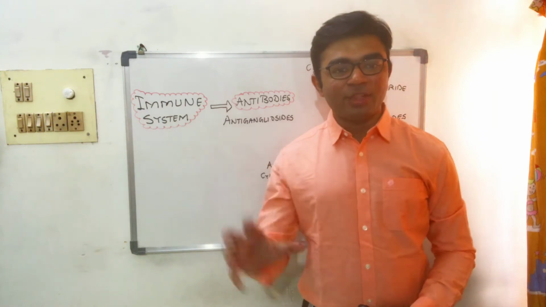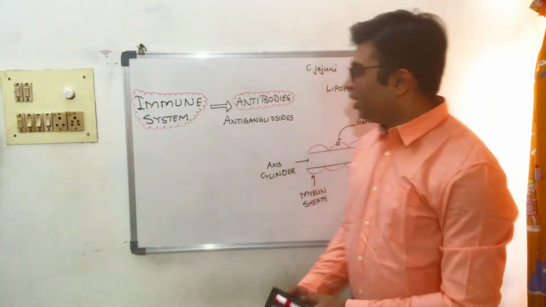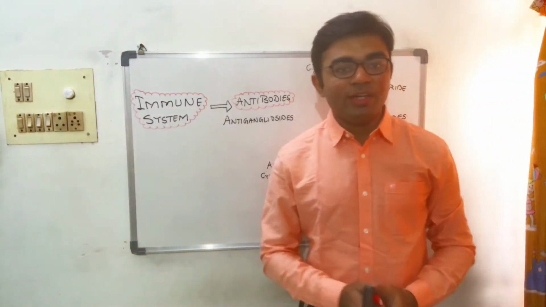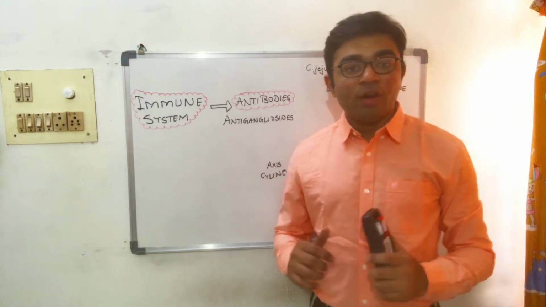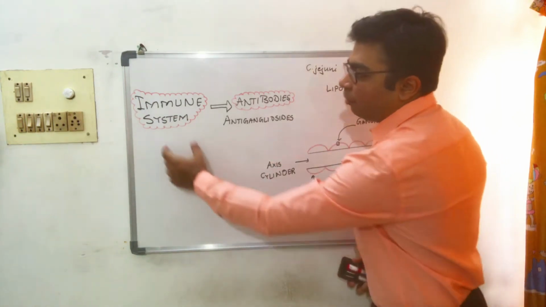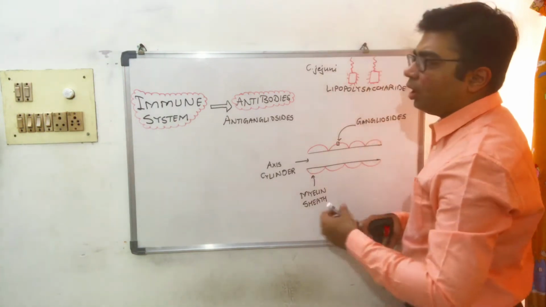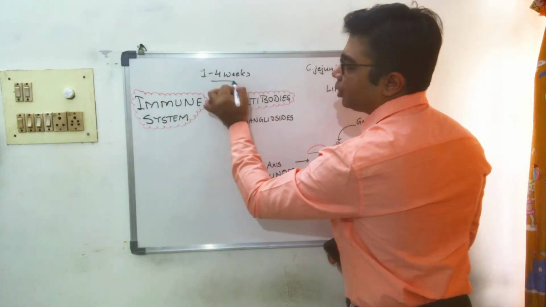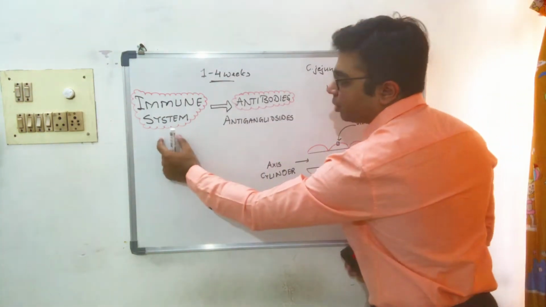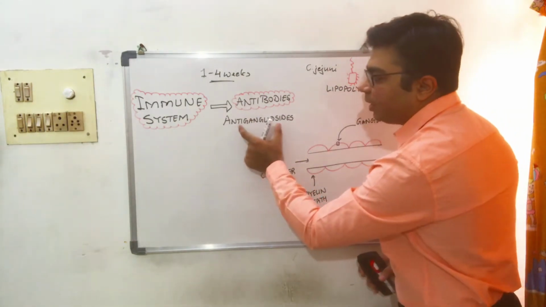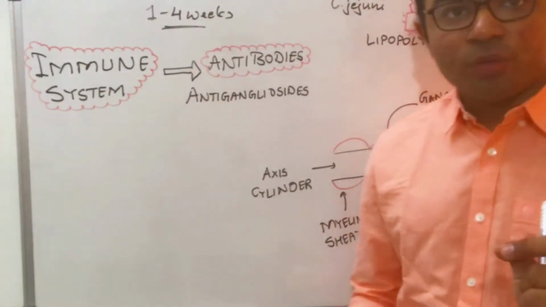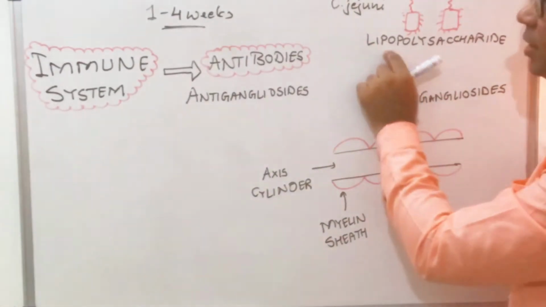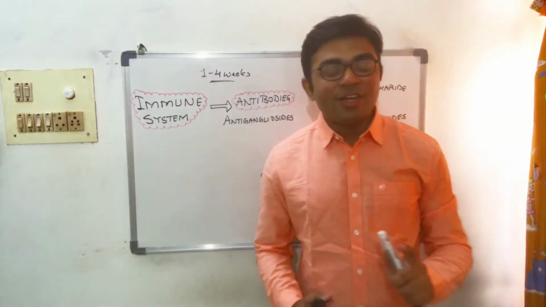Let us understand the pathophysiology of GBS. As we know, the Campylobacter jejuni bacteria causes gastrointestinal infection. So our body's immune system, after a duration of about 1 to 4 weeks, makes antibodies. Those are anti-gangliosides antibodies, which are targeted towards the lipopolysaccharide present over the surface of the Campylobacter jejuni.